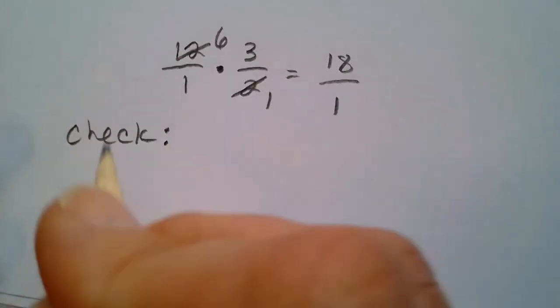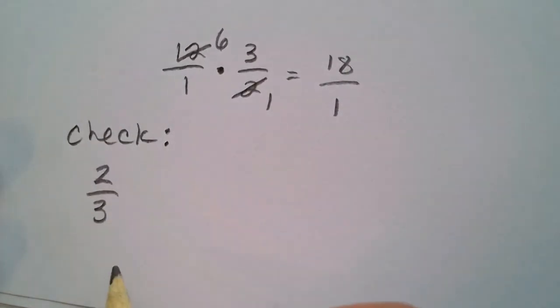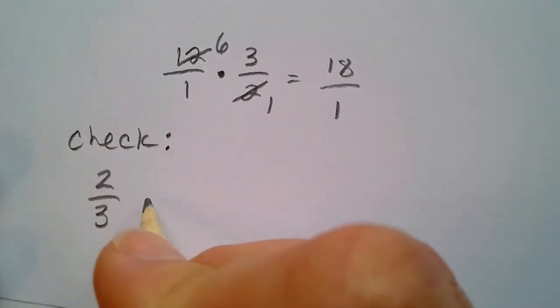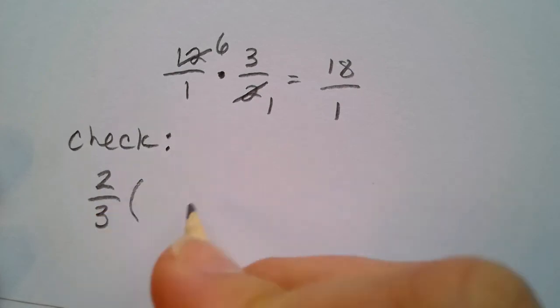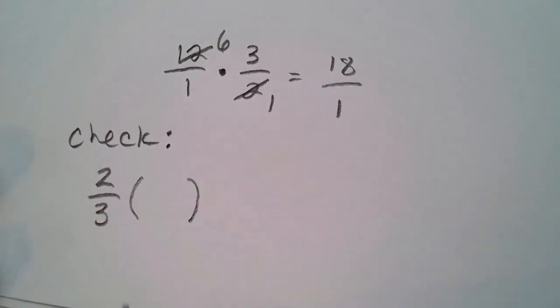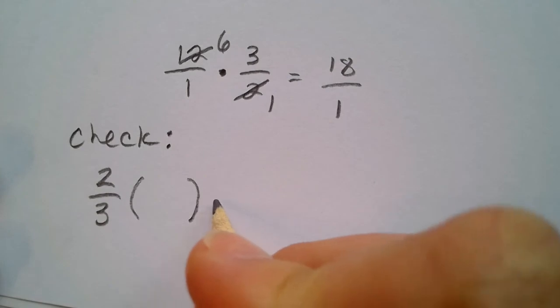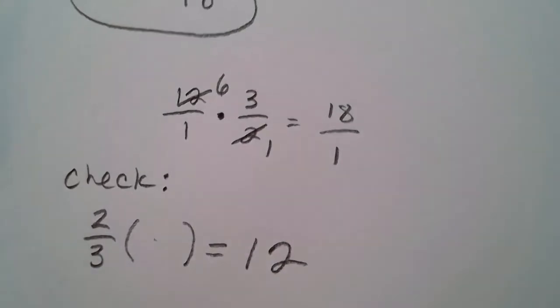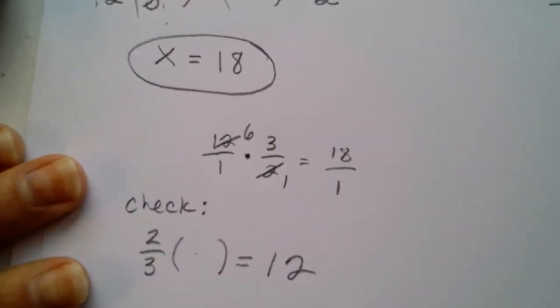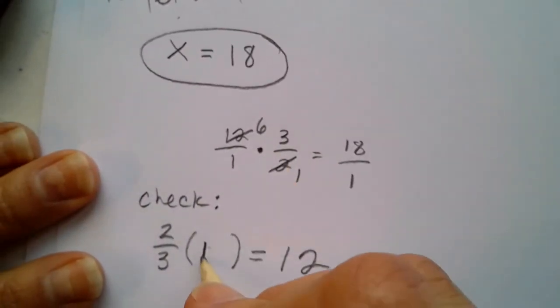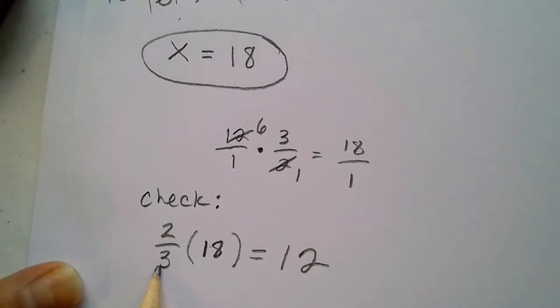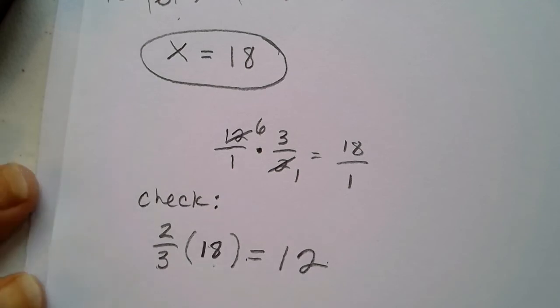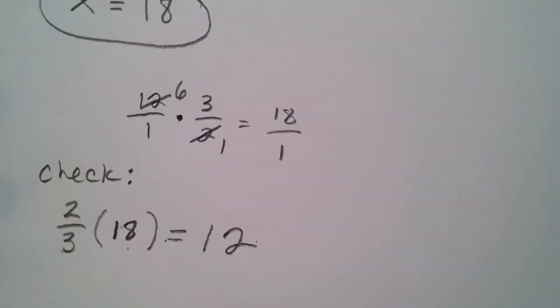So my original equation, let's check this one. My original equation was 2/3 of x. I'm just going to put parentheses in there, equals 12. So here's where my x was. I'm going to replace that x with 18. Is 2/3 of 18 equal to 12? Think about that using mental math.